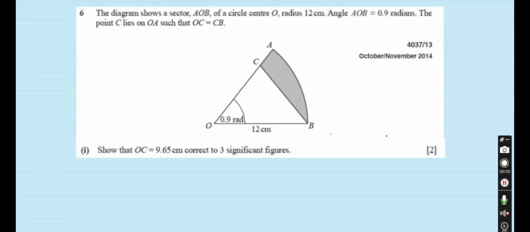Students, in the last lecture we did one question from past papers of circular measures. Today we are going to do one more question from past papers.